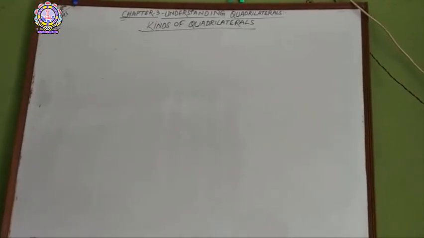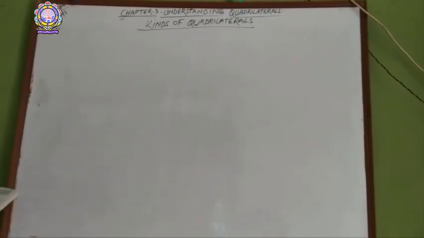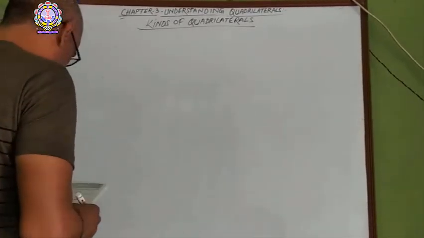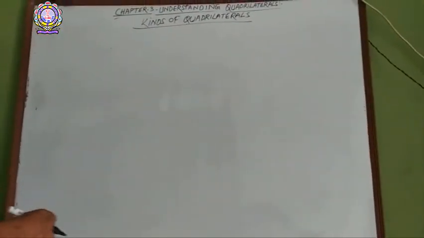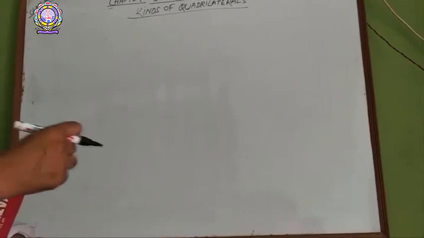Under this heading we will understand the concept of trapezium. What is trapezium and what is parallelogram? These two shapes we will discuss under this heading. All of you know what a quadrilateral is. A quadrilateral is a figure bounded by 4 sides, and kite, trapezium, and parallelogram are some special types of quadrilaterals. First of all, we will discuss trapezium.